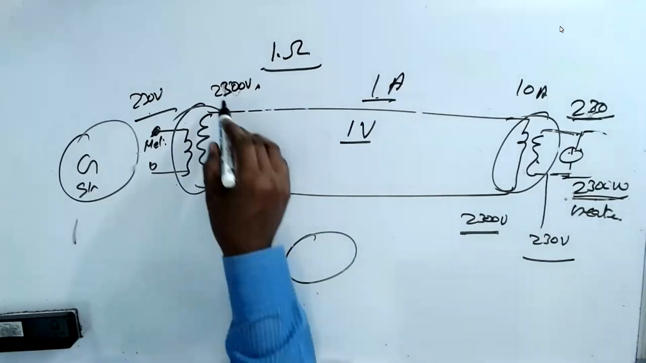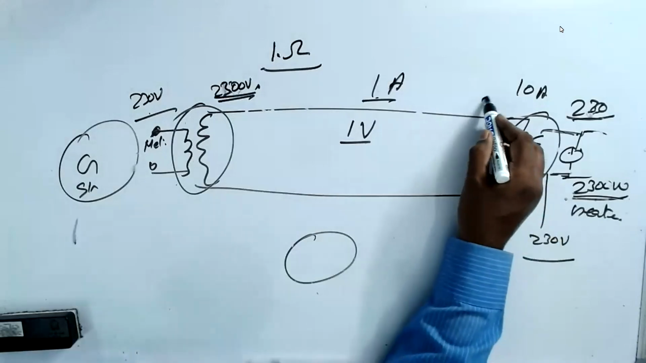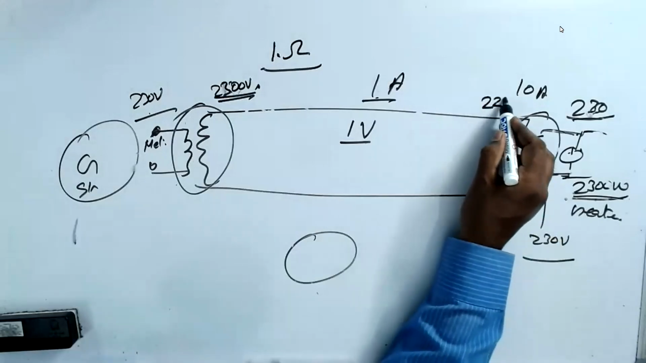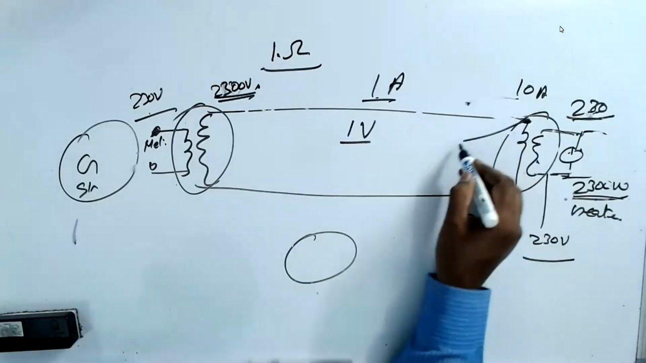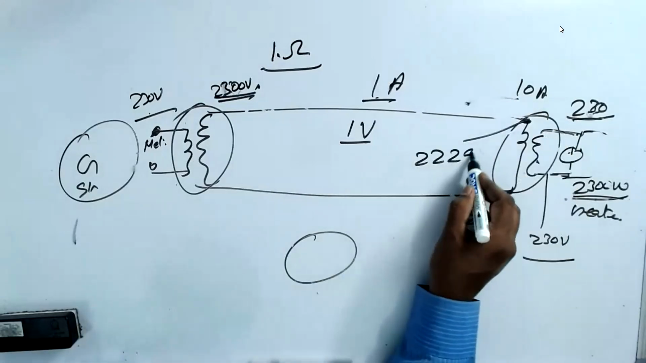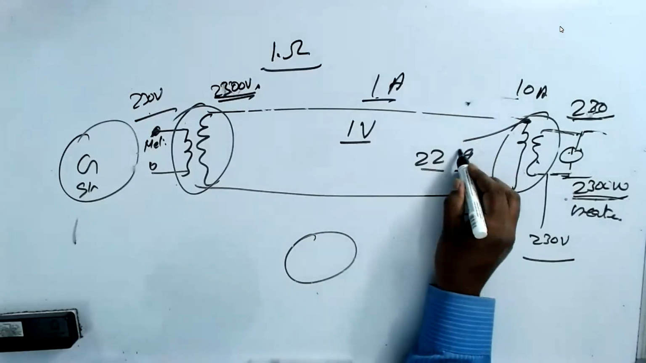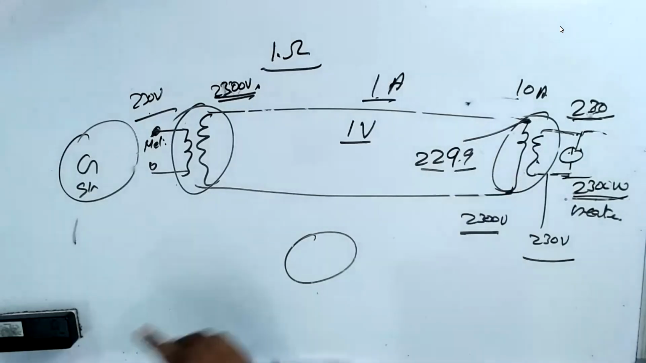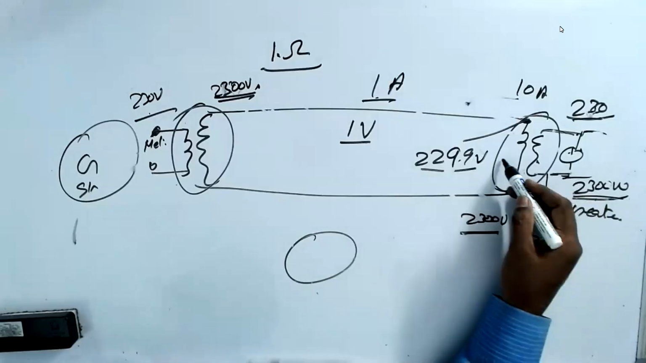So 2300 volts, when it comes here, it becomes 2299 volts. At this point, 2299 volts. Understand? Sorry, 99. It's dropping only 1 volt. 2299 volts. But the transformer is stepping down.